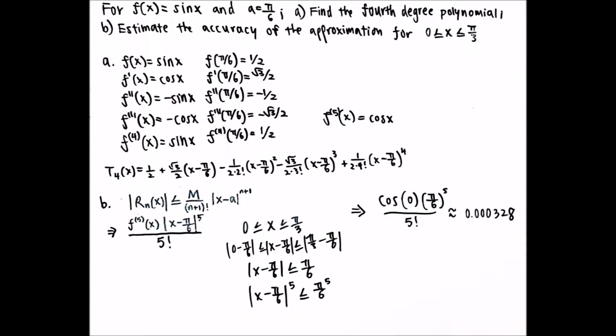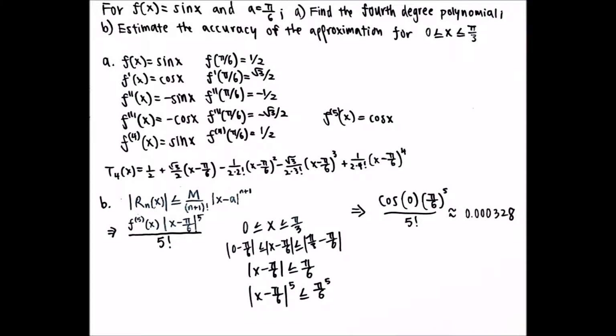Now we write out the polynomial using the values we already have. Also, make sure not to forget the factorials. Now for part B, we already know the Lagrange error formula, and yes, it does look complicated, but essentially we can just break it down into parts and evaluate what we already know. In the formula, we can already plug in a with pi over 6. We're finding a fourth degree polynomial approximation, so n equals 4.